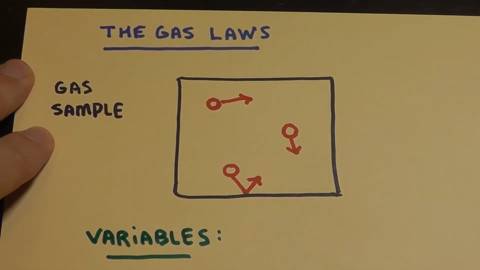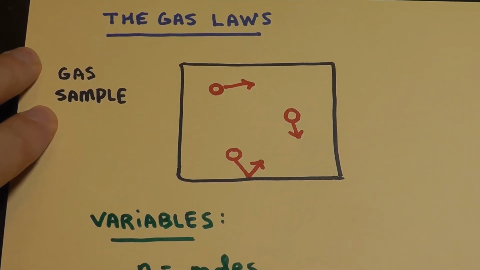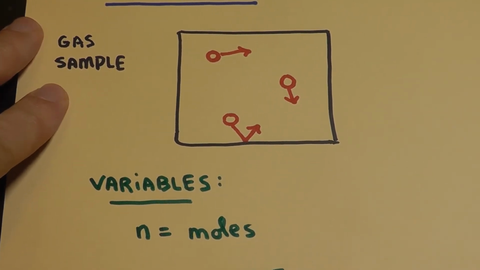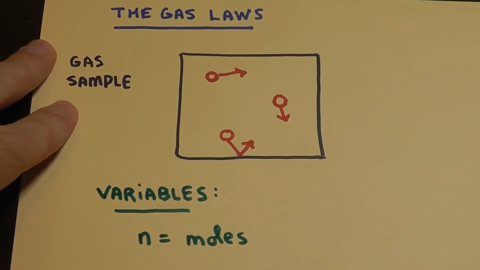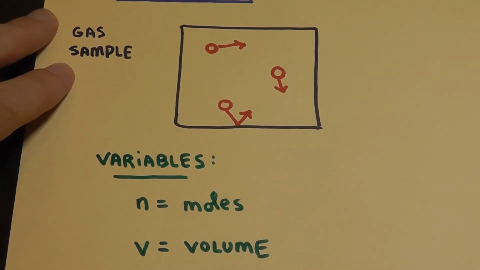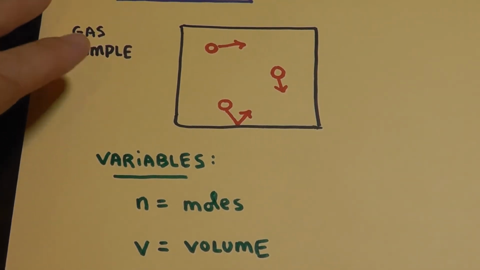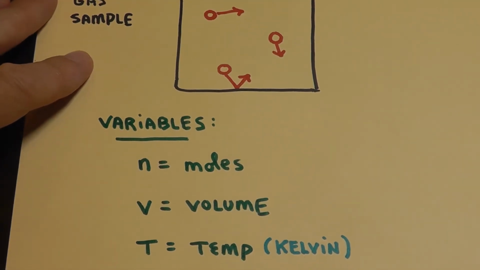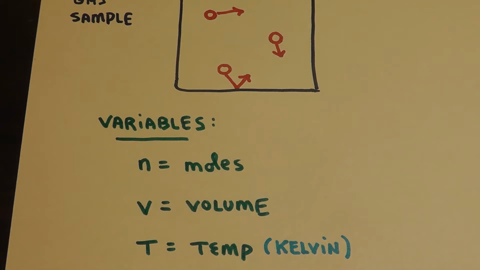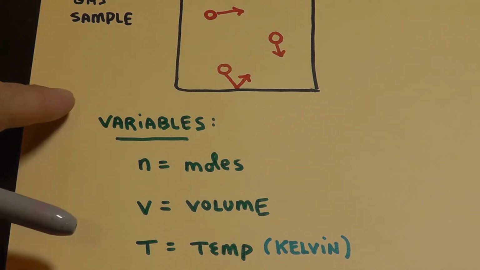I'll go in order of how much you're comfortable with them. You all know what moles are. That's simply number of molecules, right? Or 6.02 times 10 to the 23 molecules is a mole. You know what volume is, right? That's just the three-dimensional space things take up. You know what temperature is. And that, of course, has to be measured in Kelvin when we deal with gases. So get used to adding 273 to all your temperatures. Do that right off the bat when we're solving these problems.